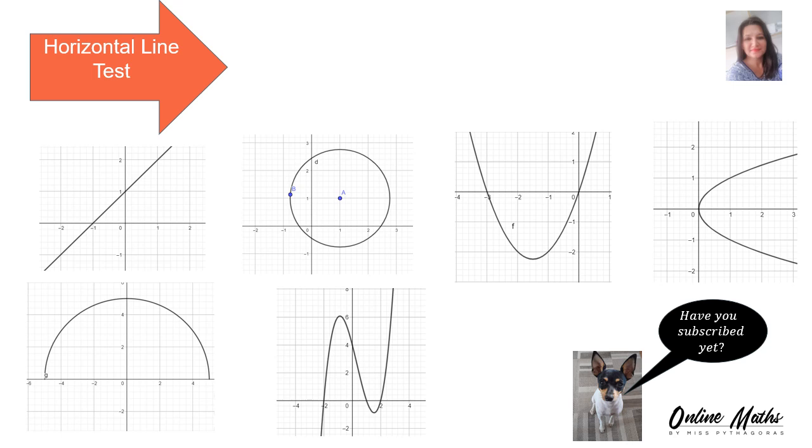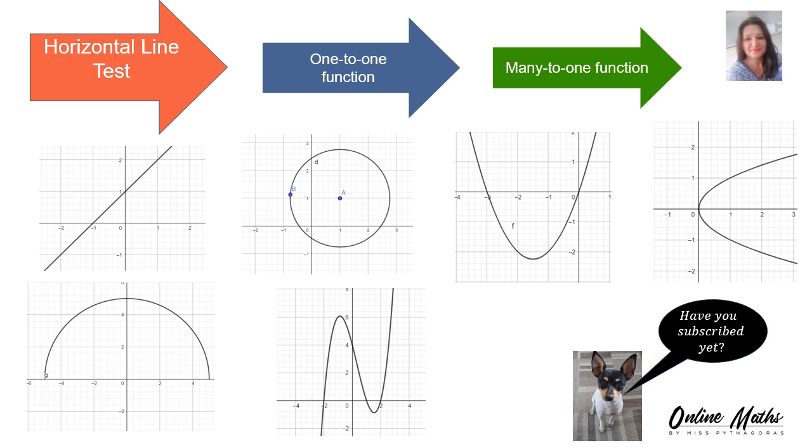Once we've established that the graph is a function, we can perform something that we call a horizontal line test. And then we can test whether the function is a one-to-one function or a many-to-one function. Now, if you look at the first sketch there, the straight line, when we do a vertical line test, the graph cuts the vertical line once, therefore a straight line is a function.